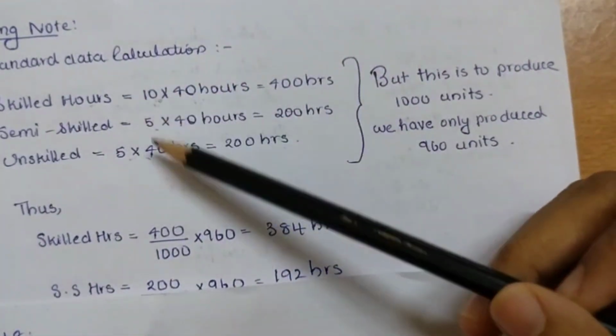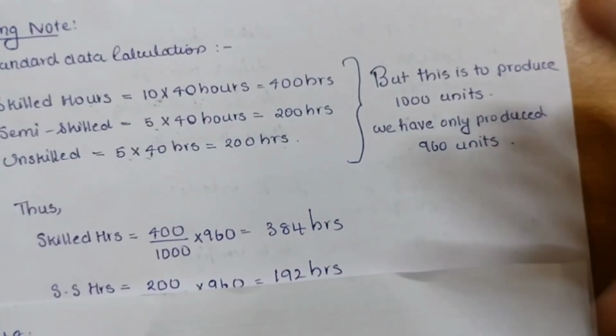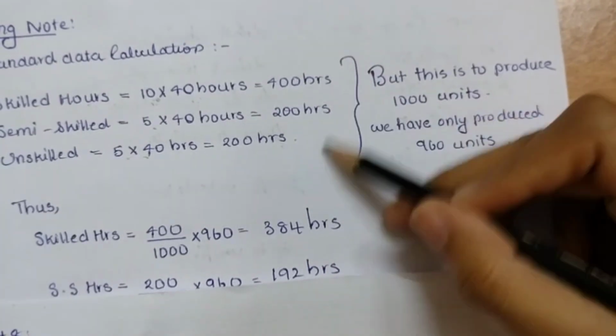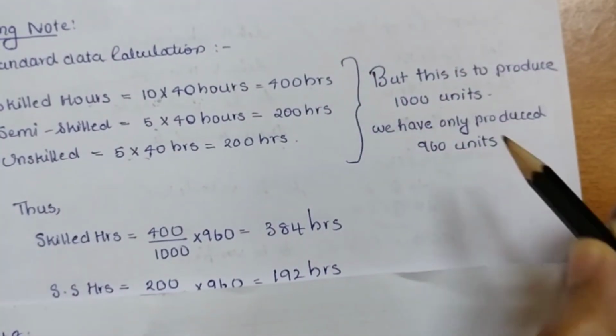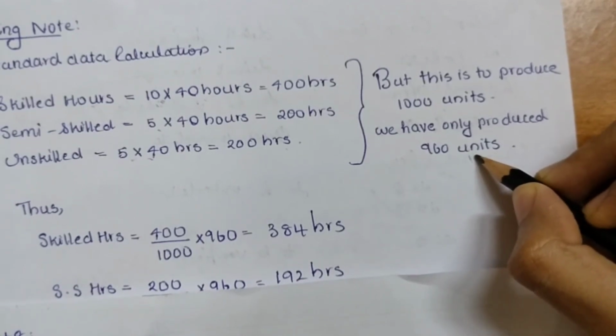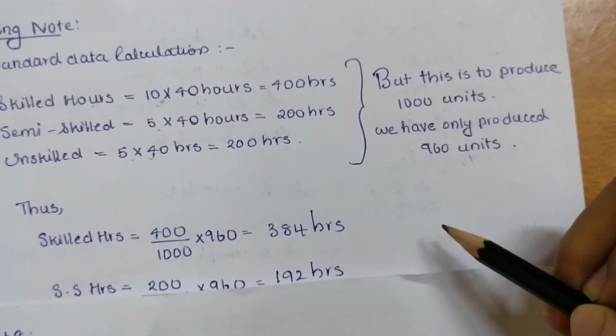because in this question, the standard data is given to us on the basis of the budgeted units. This data will be on the basis of 1000 units. But in actual, how many units were produced? 960 units were produced, right? So we have to convert them to 960. You'll be asking me why.